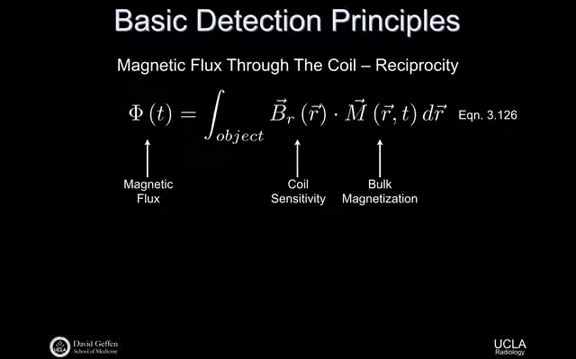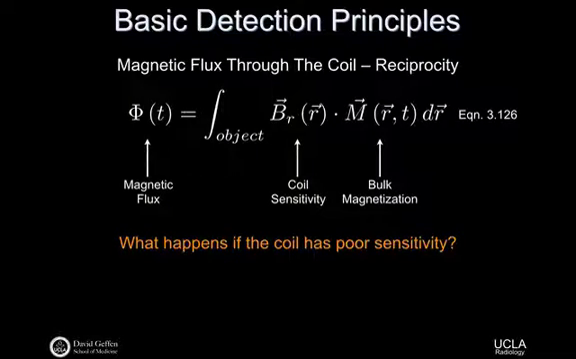But right now we're just leaving it as a bulk magnetization vector. So a couple things to sort of think about here. What happens if the coil has poor sensitivity? I alluded to this before.